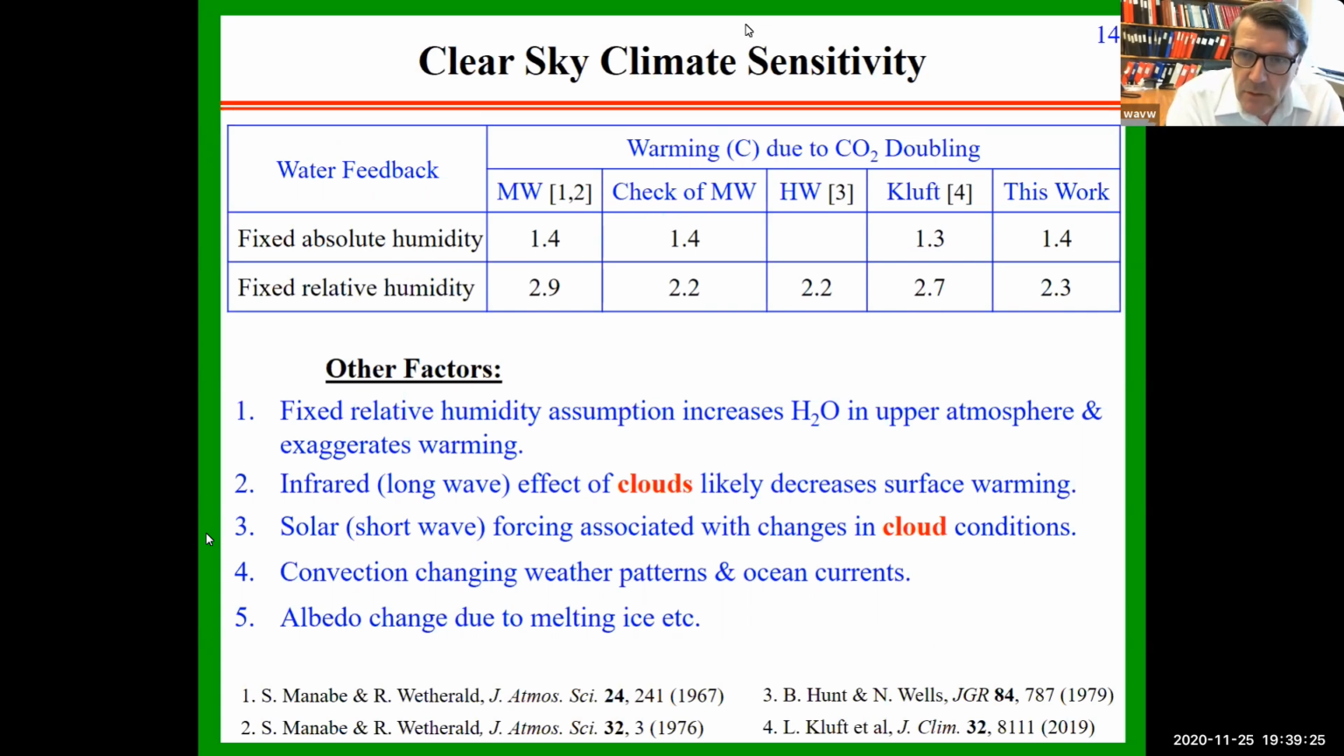Well, if you consider the water vapor to remain the same when you double CO2, everyone calculates an increase in the surface temperature of about 1.4 degrees Celsius. Now, if the temperature goes up, you would expect more water to evaporate, and you expect water vapor to increase in the atmosphere. The question is, what do the observations say? And the observations are ambiguous about whether water vapor has actually increased over the last 50 years.